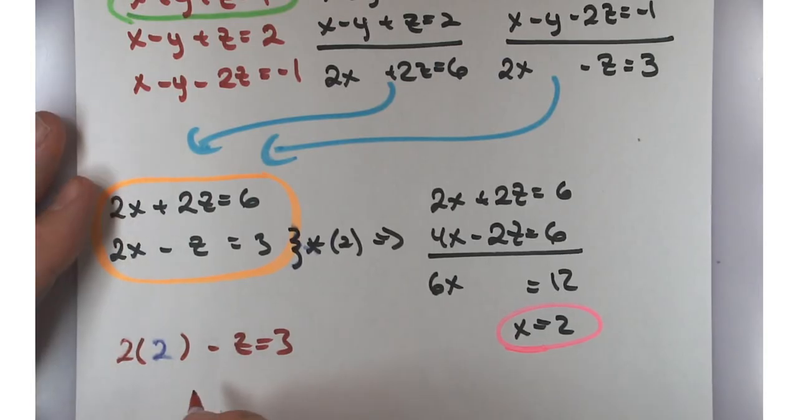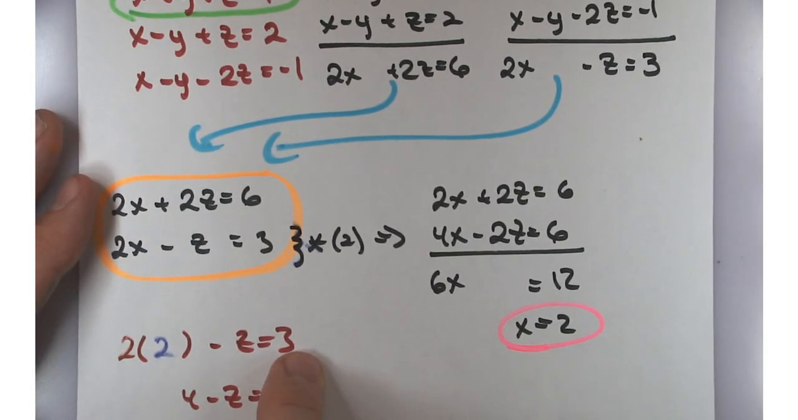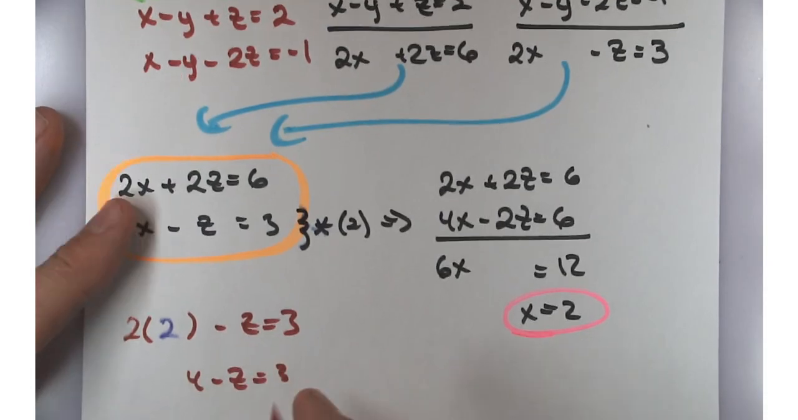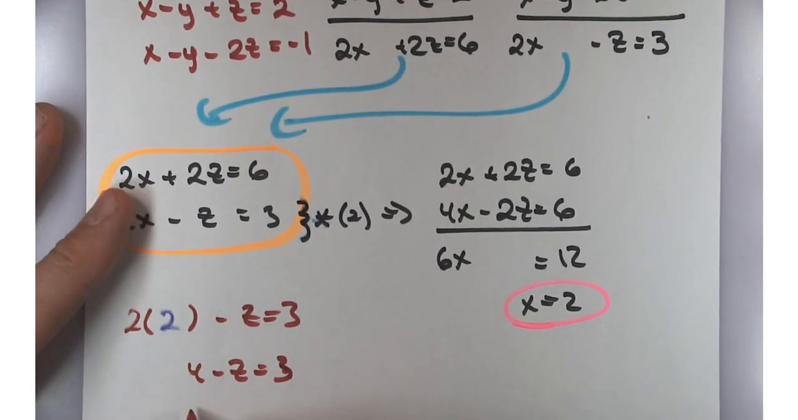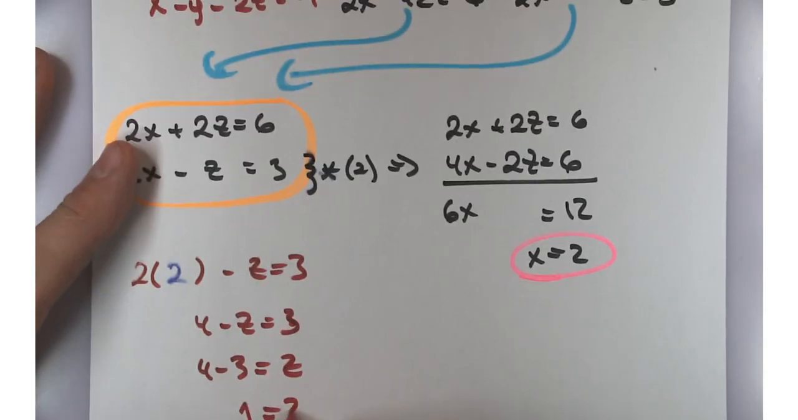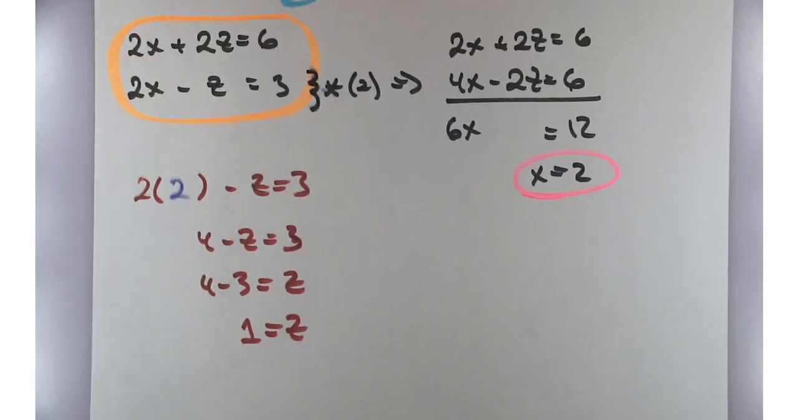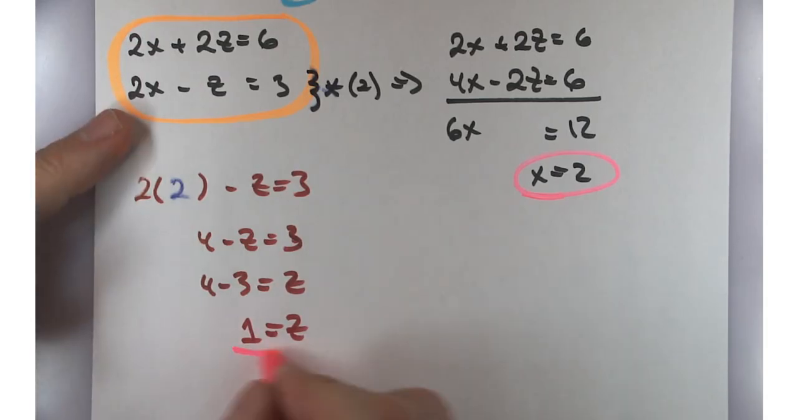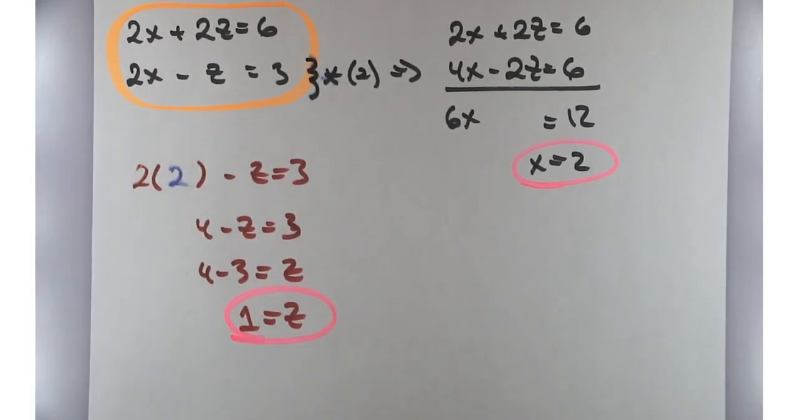Anyways, I get 4 minus z equals 3. If I switch these around, they're going to change sides and change signs. I'll end up with 4 minus 3 equals z. So 1 for z. Great. 2 down. 1 to go. All right. Thanks so much, Kez.